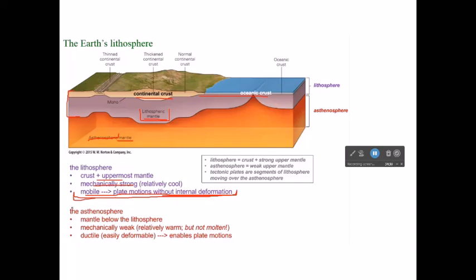So the asthenosphere is the mantle below the lithosphere. It's mechanically weak. It's relatively warm, but not molten. Very important to realize we're not talking about molten rocks here. We're talking about solid rocks. And a word we can use here is ductile. It means it's deformable. It can easily bend and mold. And this enables the motion of plates during plate tectonics.